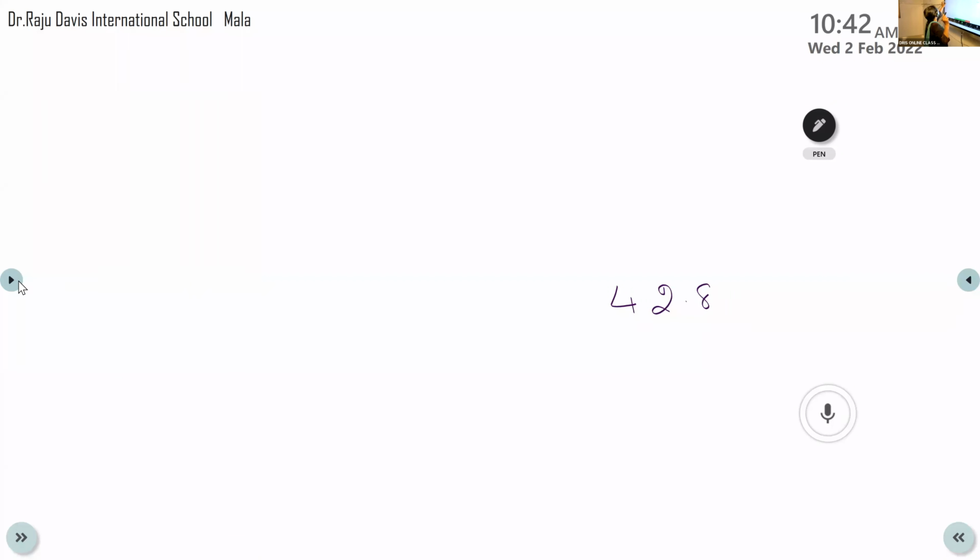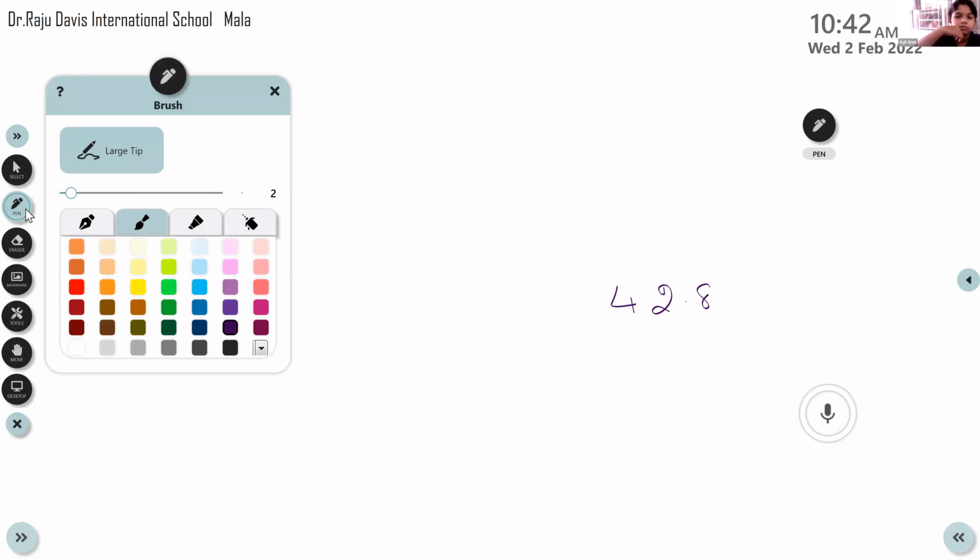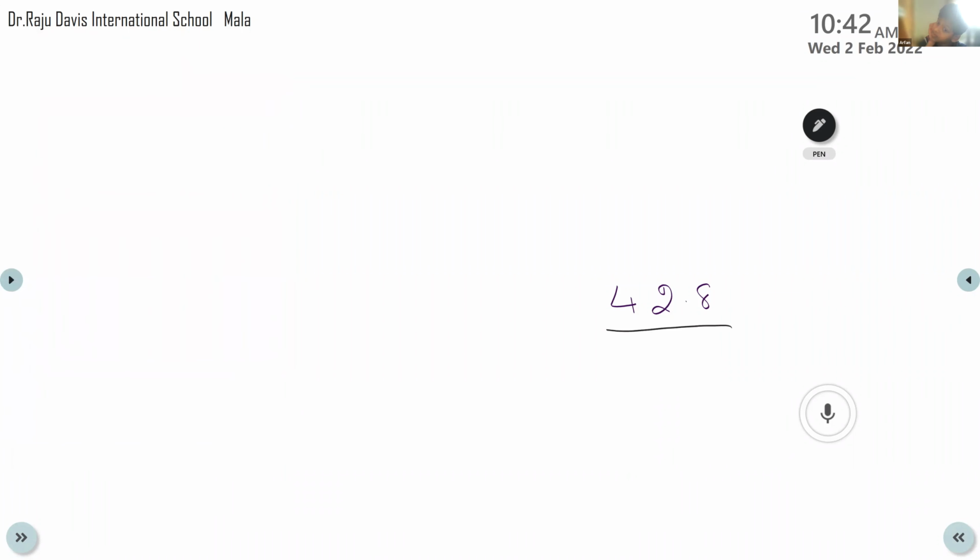Now, if you want to divide any number, for example, 42.8. If you want to divide it by 2, how will you divide? Yes, any doubt? I am doing it, 42.8. How are you dividing the decimals? How are you dividing the complete number by 2?